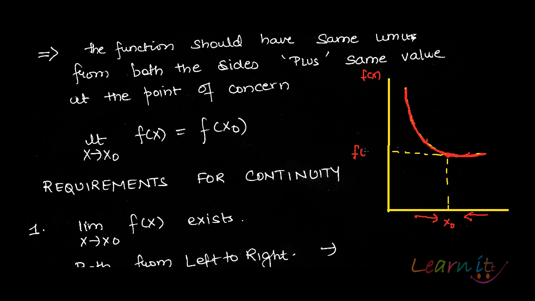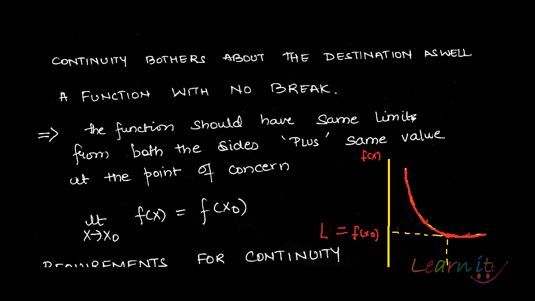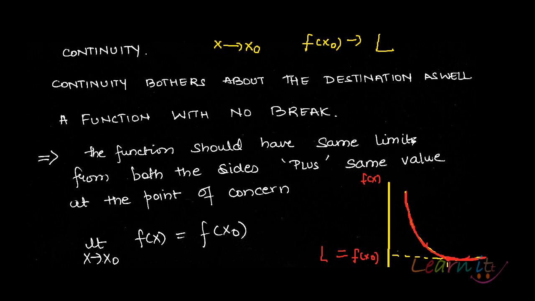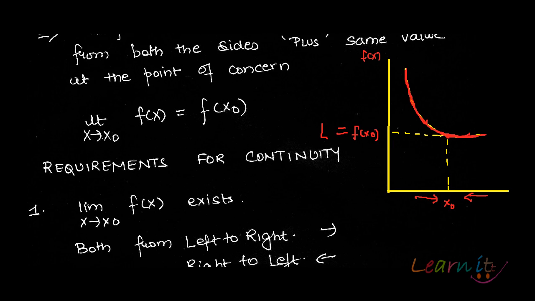The function attains the same value, which is f(x naught). In fact, not even some L, it should be exactly f(x naught). So that is the concept of continuity. The function should have the same limits from both sides plus the same value at the point of concern, x naught. So the limit as x tends to x naught of f(x) should equal f(x naught).